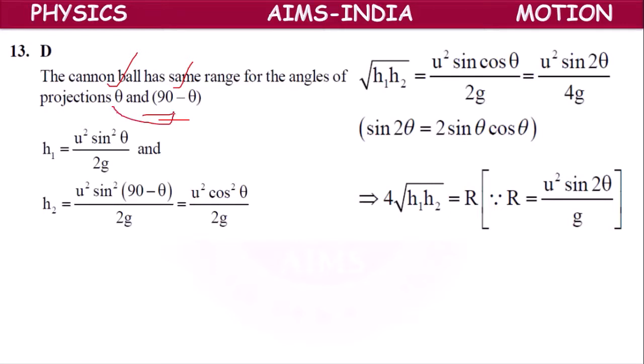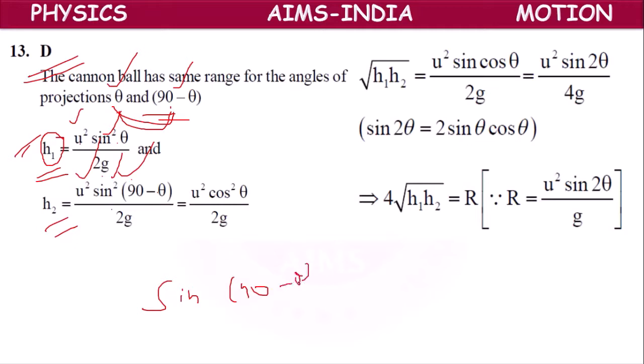These two are the angles of projection as per the given data. Now, what is the maximum height covered by the body? Formula: u square sin square theta by 2g. This is h1, u square sin square theta by 2g, whereas h2, u square sin square (90 minus theta) by 2g. But sin(90 minus theta) is always equal to cos theta.